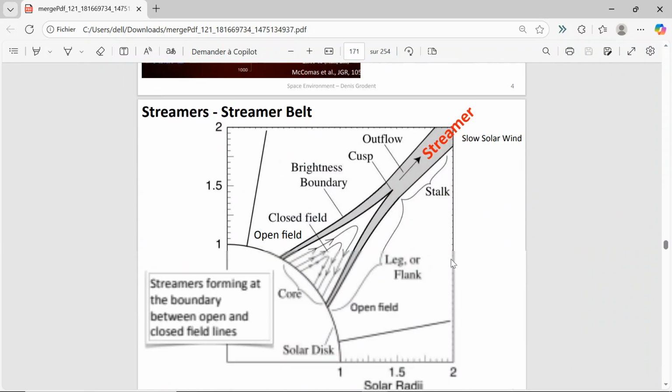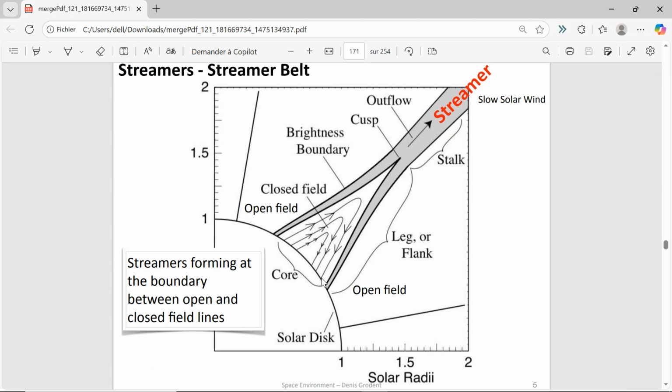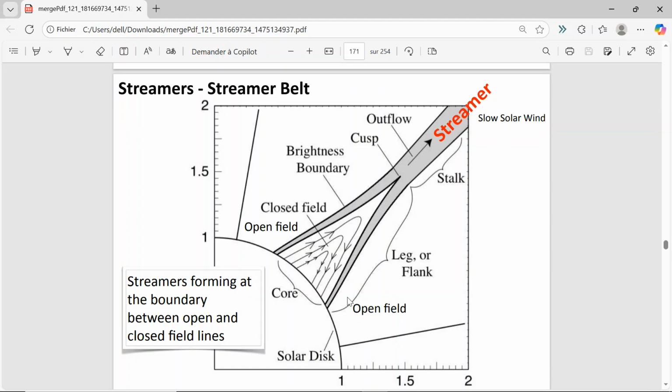However, we're talking about the streamer here, how the solar wind is generated. So the streamer is forming at the boundary between open field and closed field. You can have closed field, for example, of magnetic field between two sunspots, and you can have open fields that link the magnetic field of the Earth and the Sun. And in between them, you can have this streamer.